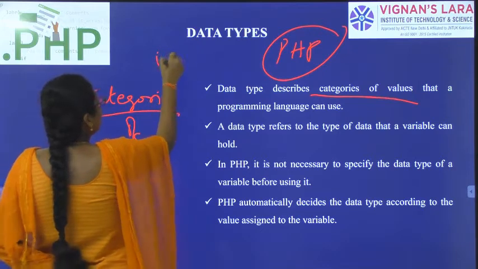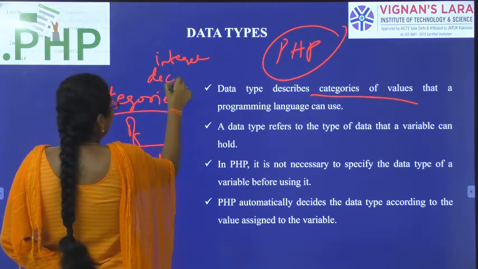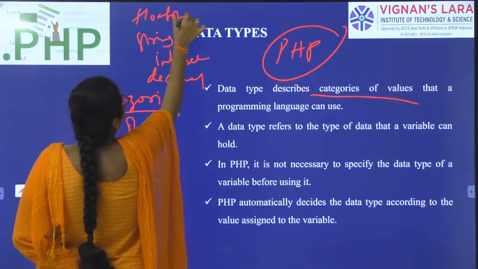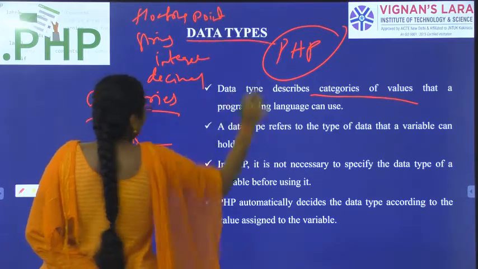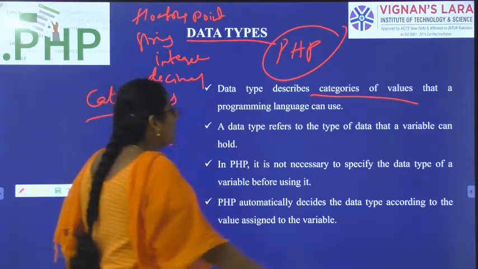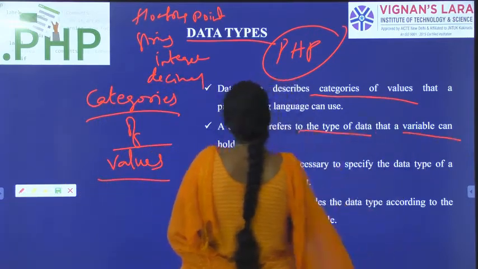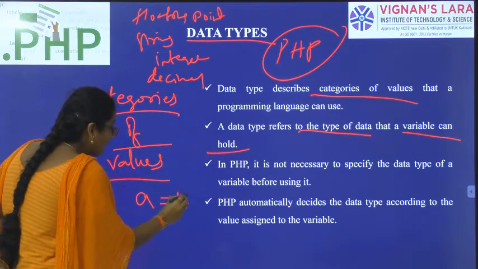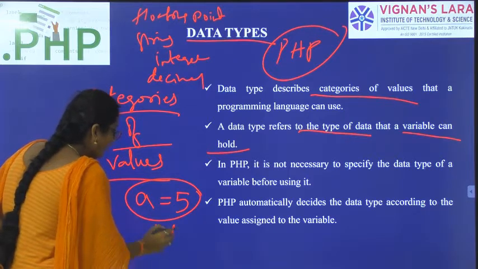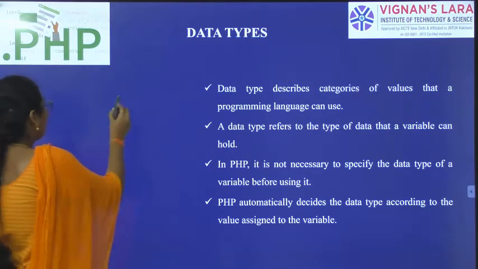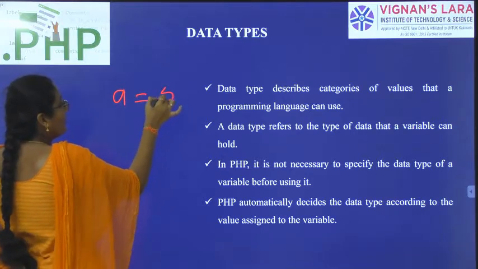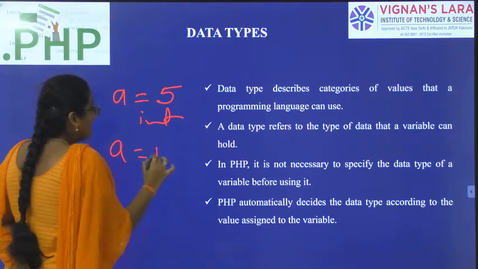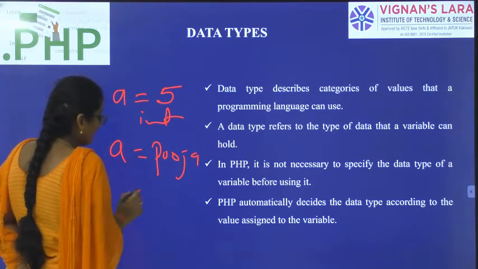Whether it is an integer, a decimal, a string or a floating point is decided by the data type. So data type refers to the type of data that a variable can hold. A is the variable and A is holding the value 5, it means it is an integer. A is a variable, A is holding the name Pooja, it means it is a string.